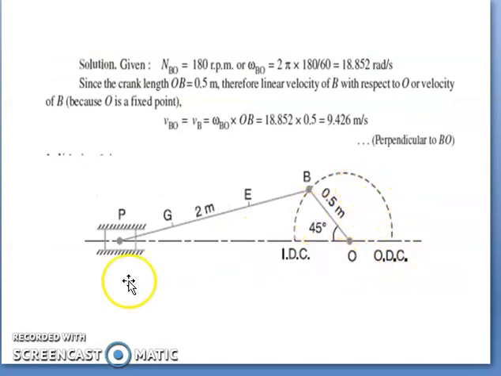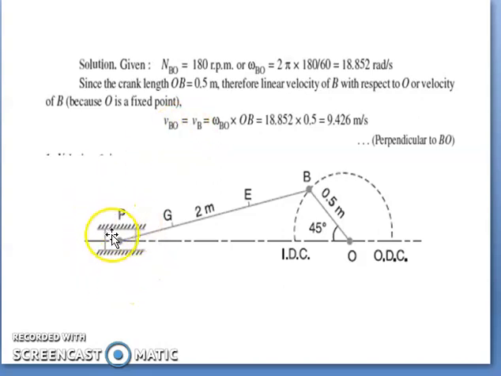First, we draw the space diagram with the given details. We draw the line of stroke and mark OB at an angle of 45 degrees, and the length of OB is given as 0.5. Using the speed NBO, that is 180 RPM, we find omega BO as 18.852 radians per second. Using that, we find the velocity of B with respect to O, that is VB equals OB into omega BO.